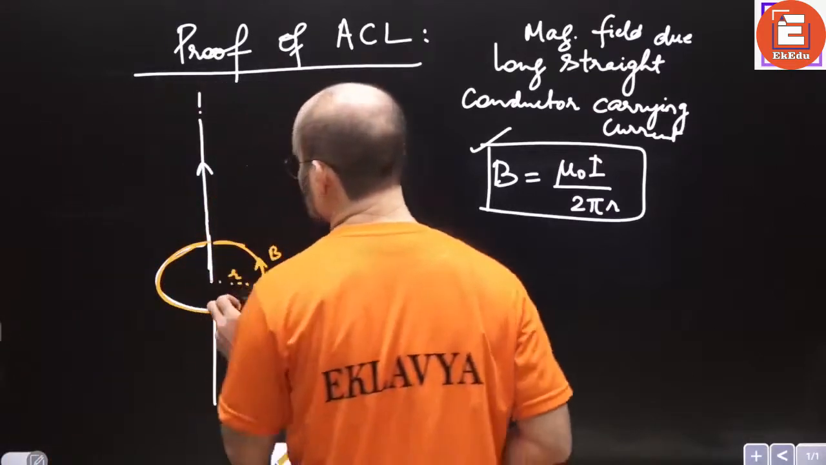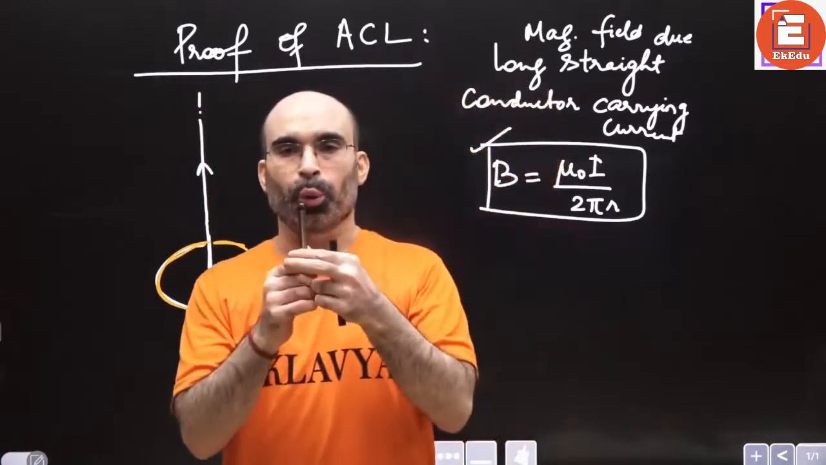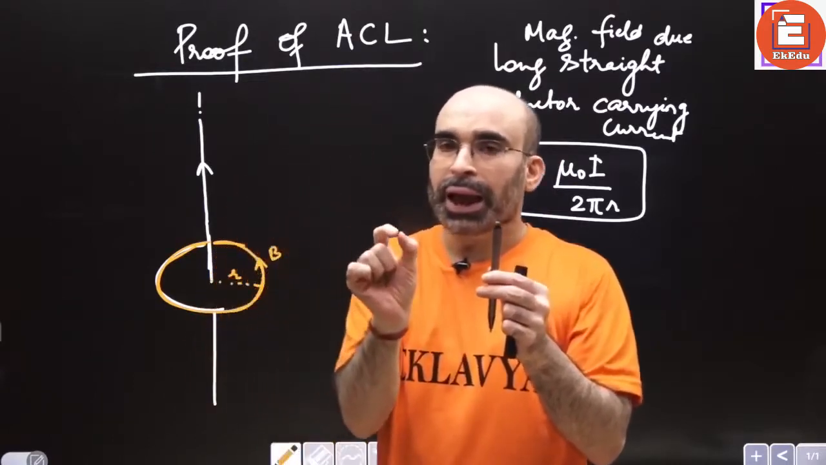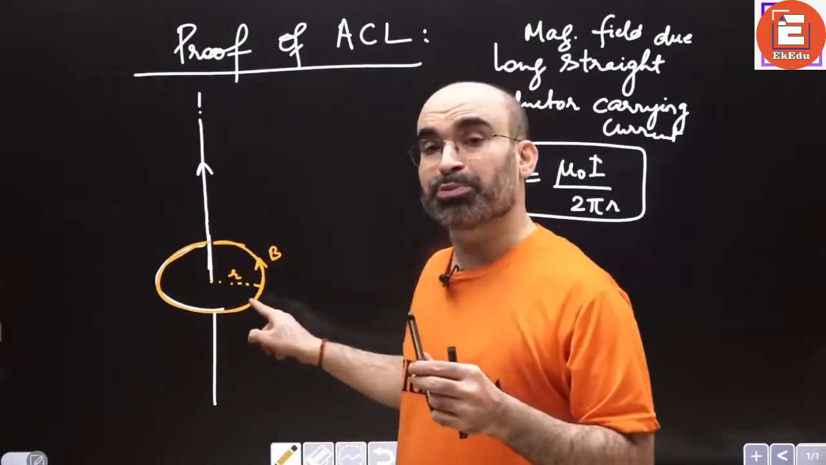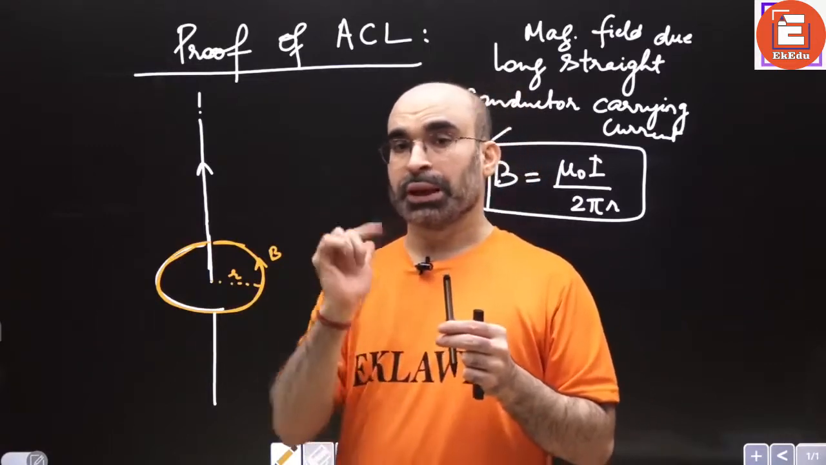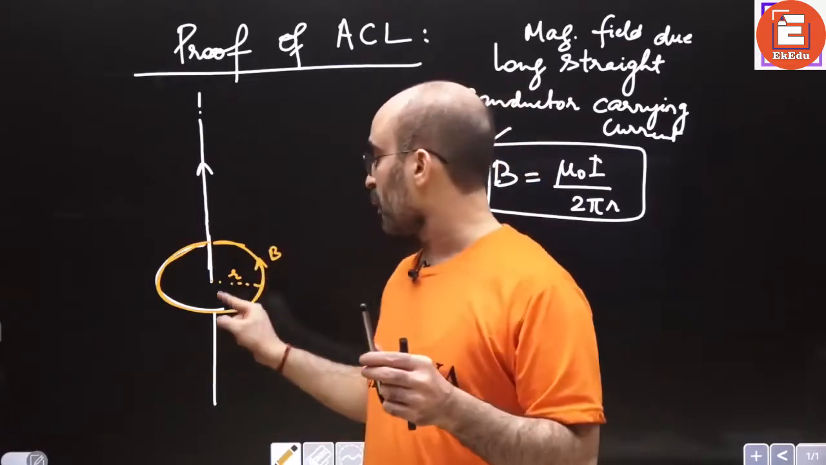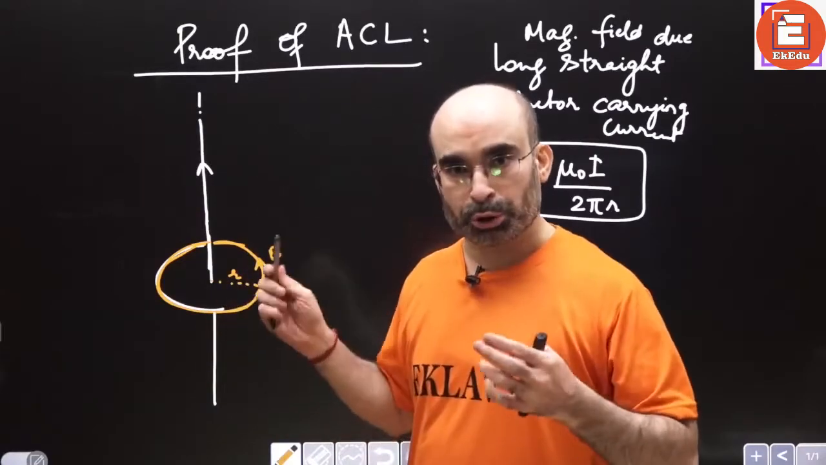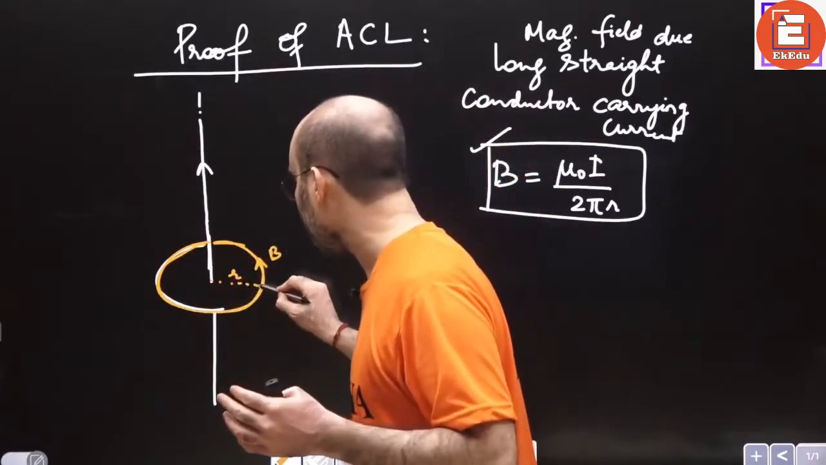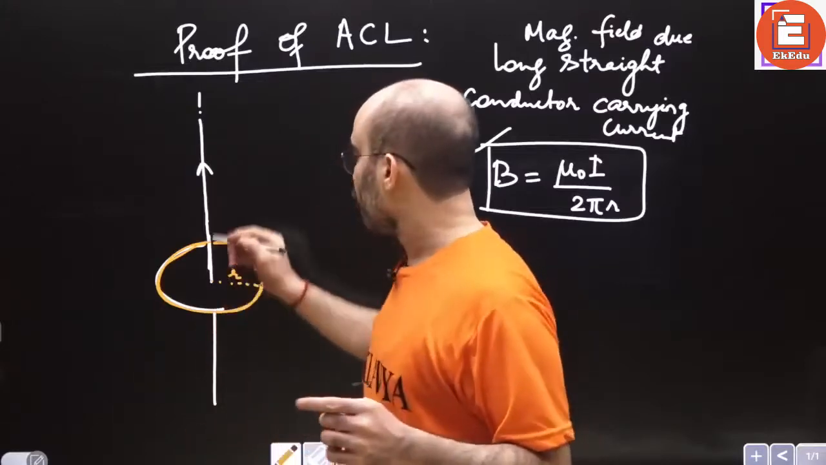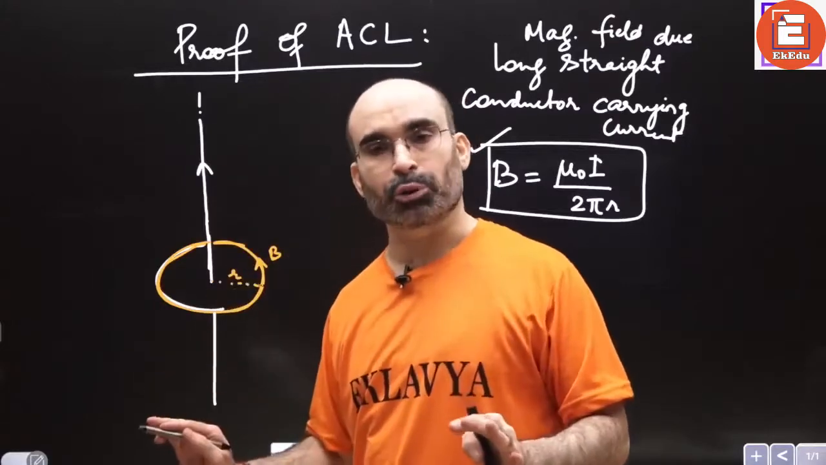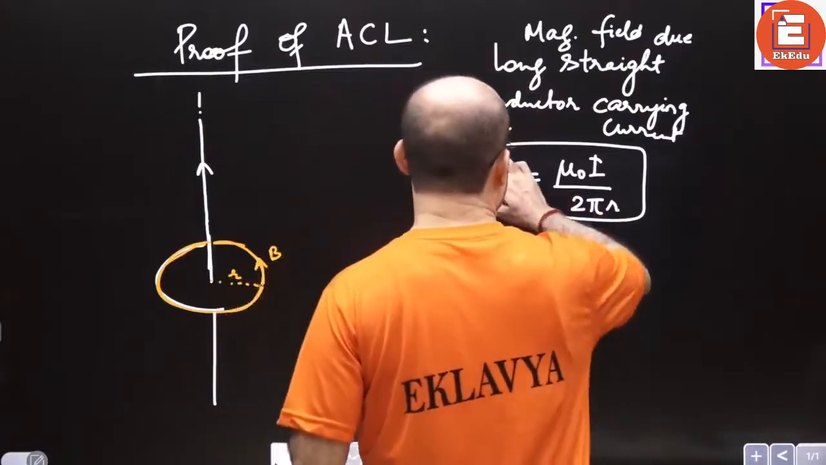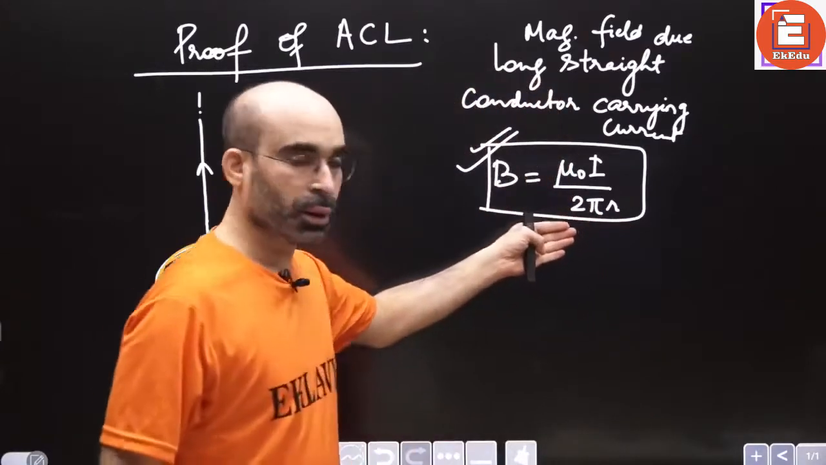R is the radius. So this is the wire and this is the loop. The loop has radius R. This is the loop of magnetic field. What is the radius of that loop? Radius is R. This is also the distance at which we are finding the magnetic field from this wire. Is that okay? So the magnetic field due to a straight wire is this.